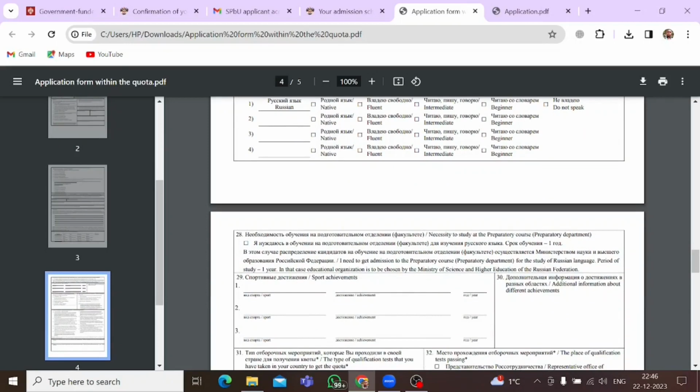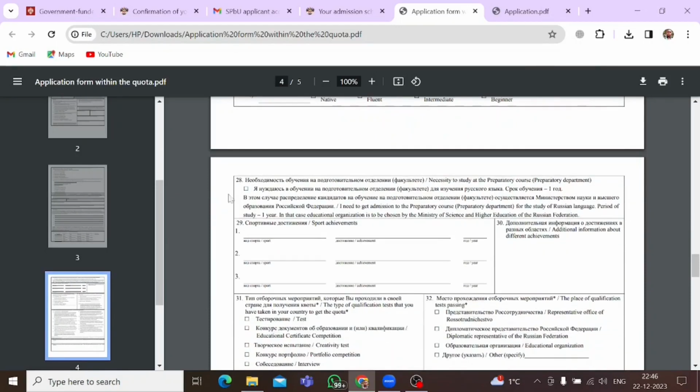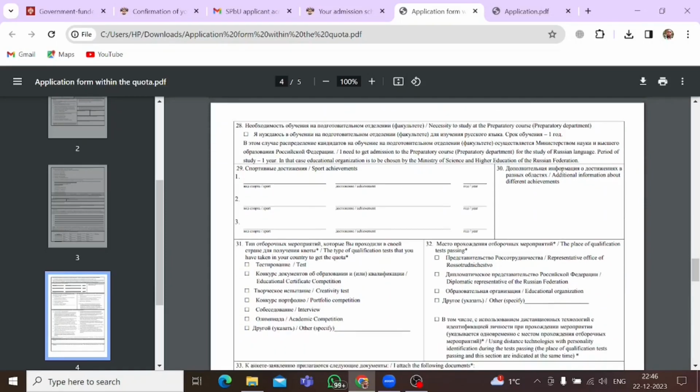Then I told you guys about a Russian language preparatory course for those applying for a program which is offered in Russian language. If you would like to study the 1 year preparatory course in Russian, it is also covered under the scholarship. You just need to take this place. But if you're not interested in the 1 year preparatory course, leave this place empty.